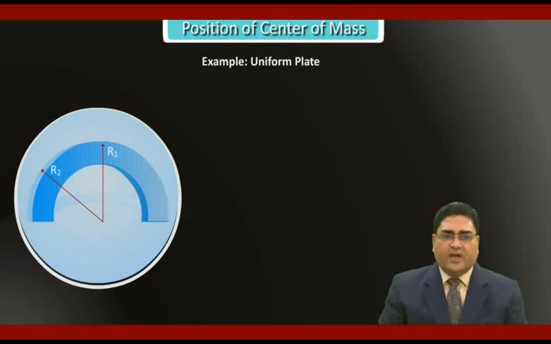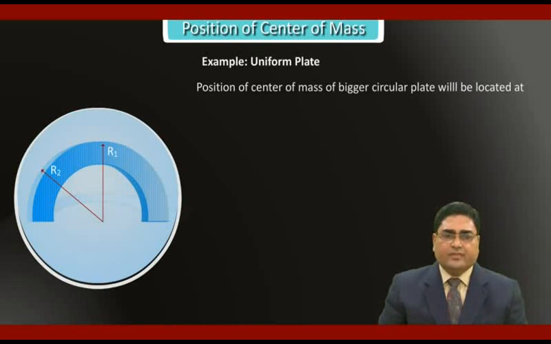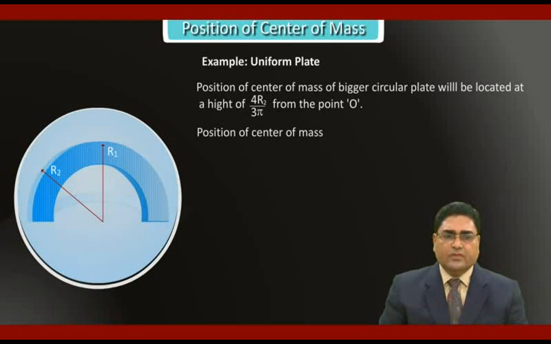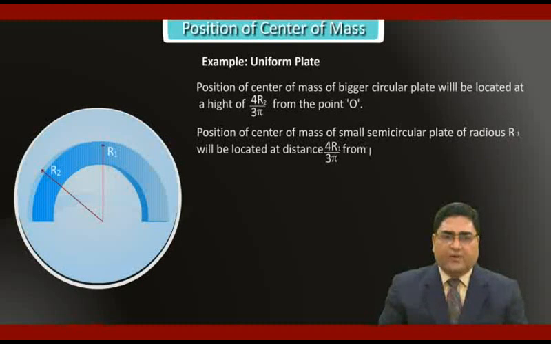So the position of center of mass of the bigger semicircular plate will be located at a height of 4R2 upon 3 pi from point O, and the position of center of mass of the small semicircular plate of radius R1 will be located at a distance 4R1 upon 3 pi from point O. So we have found Y1 and Y2, that is, the individual positions of center of mass of the smaller and bigger plate.